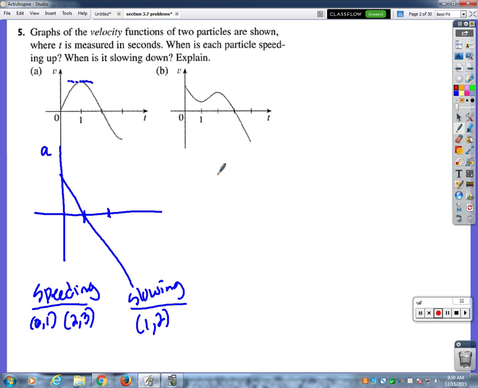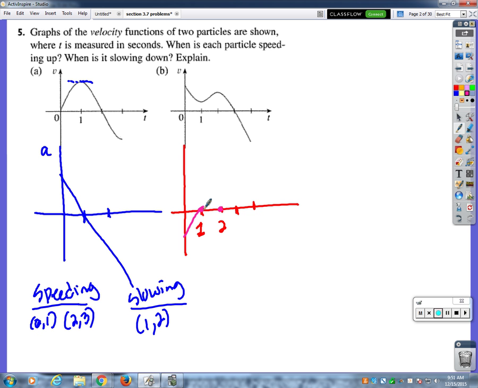Okay, so same thing with this one. So at 1, the acceleration is 0. And it's also 0 at 2. From 0 to 1, the acceleration is negative. Even though you're above the axis. It's negative, but it's getting less and less negative.